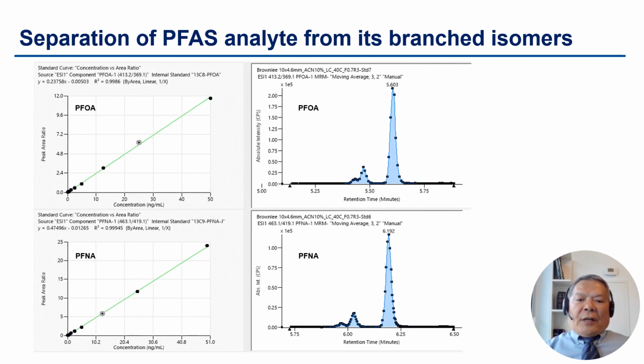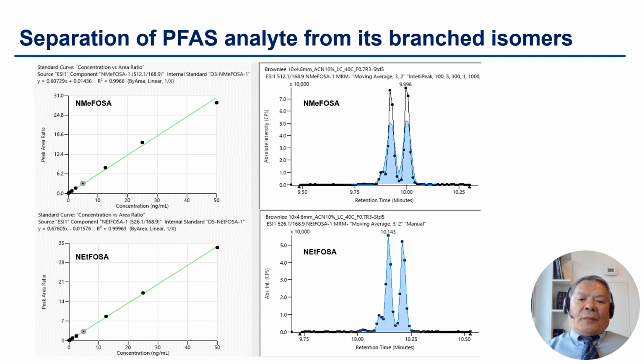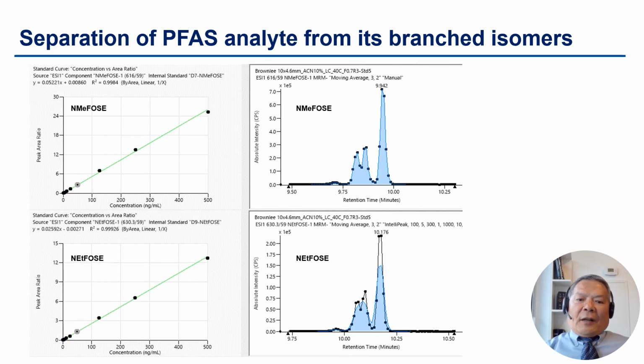So here we show another two PFAS. They have linear and branched isomers. Here is another two PFAS, and another two PFAS which have linear and branched isomers. Another two PFAS are shown here.